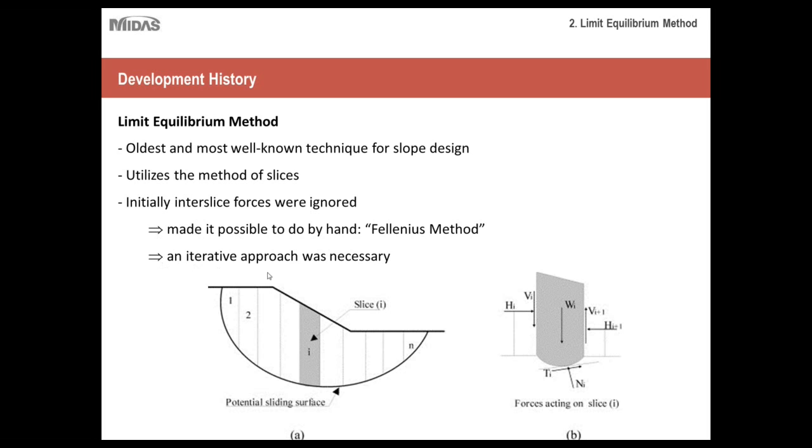And thus an iterative approach became necessary. It's sort of a trial and error. Engineers would have to create several slip surfaces or several curves. They'd have to analyze the forces on the slices one by one until they found their minimum factor of safety. So it was a very long and tedious process up until certain advancements were made that really expedited this limit equilibrium method.